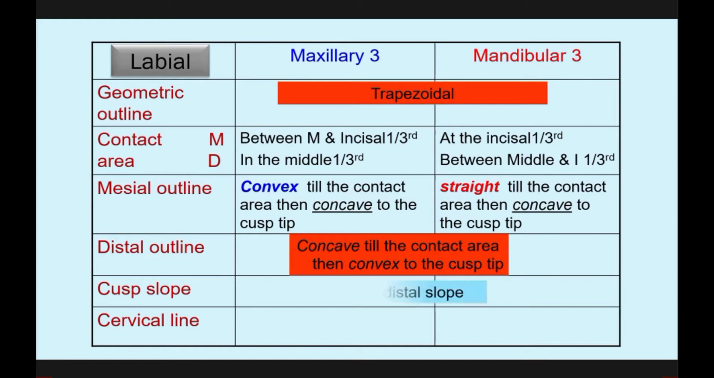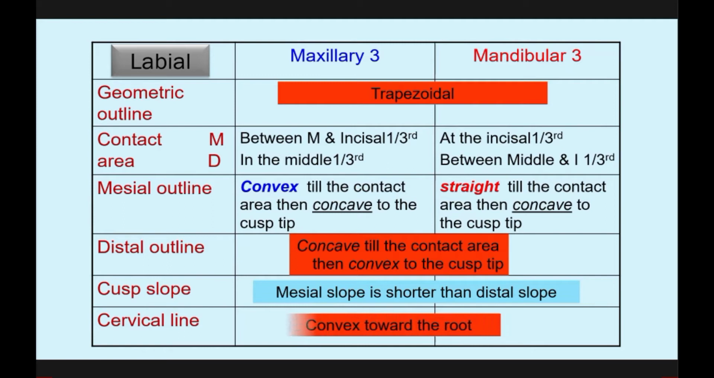The cusp slope is similar. Mesial slope is shorter than the distal slope. Because remember, in both the teeth, the cuspal tip is a little bit mesially inclined. That's why the mesial slope is short and the distal slope is a little bit bigger. Cervical line in both the teeth is convex towards the root.